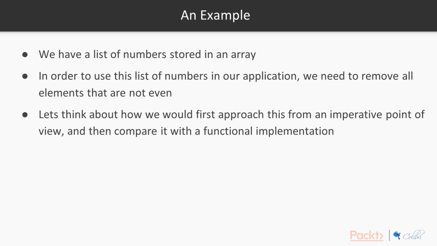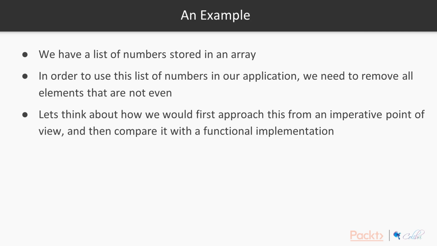Firstly, we have a list of numbers stored in an array, and we saw in the previous section, we used this in several examples. In order to use this list of numbers in our application, we need to remove all elements that are not even, that is, which do not divide exactly by 2 without leaving a remainder. So we want to remove all odd numbers from this list.